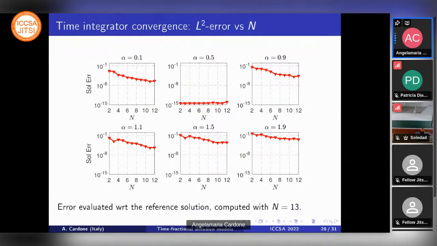Here we have to compute the error with respect to a reference solution which was computed with a larger number of collocation points, a larger value of n.